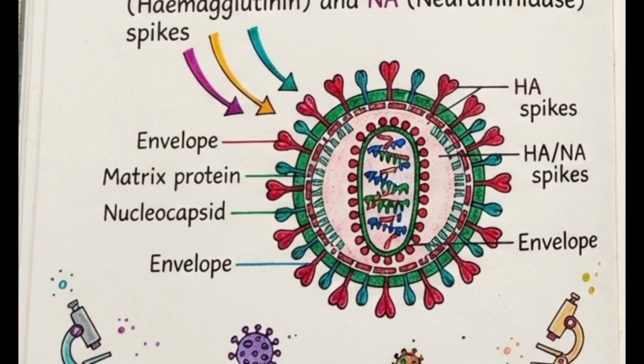Nucleocapsid and RNA. Inside the envelope is the nucleocapsid, which contains the viral RNA genome. The nucleocapsid has a helical symmetry. The viral genome consists of segmented RNA. So, when you draw the influenza virus in the examination, make sure you clearly show the envelope, HA and NA spikes, nucleocapsid and RNA genome. Influenza morphology: RNA, helical nucleocapsid, HA plus NA spikes.